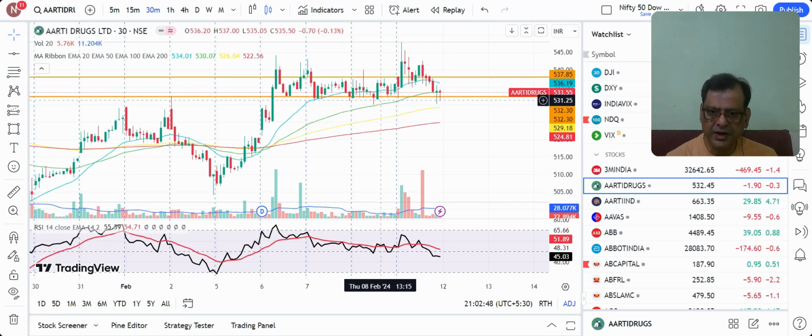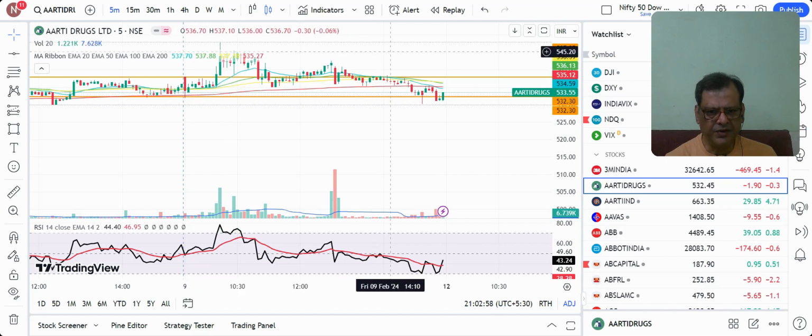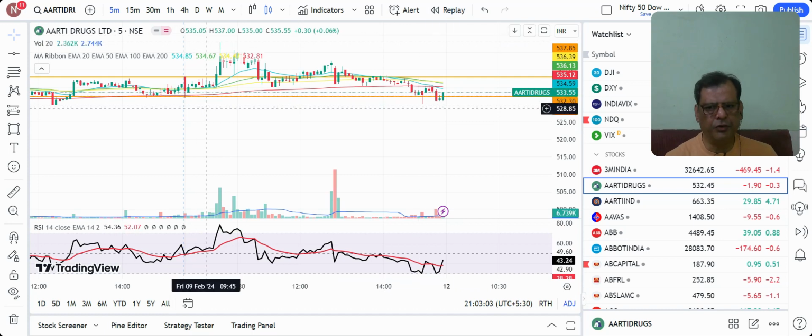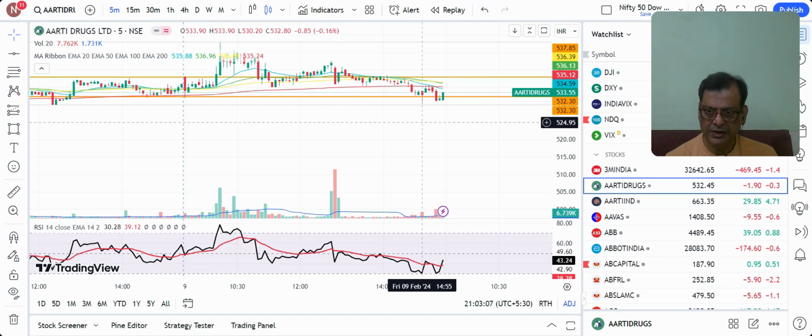Go back to Aarti Drugs and we see now we are here in the 5 minute. What has happened here is, if we chose the first strategy, just chill out, have a cup of tea or two, and let the price either hit your stop loss or hit your target, wherever it may be, then you go with the first strategy. In that case, it's hit your stop loss.